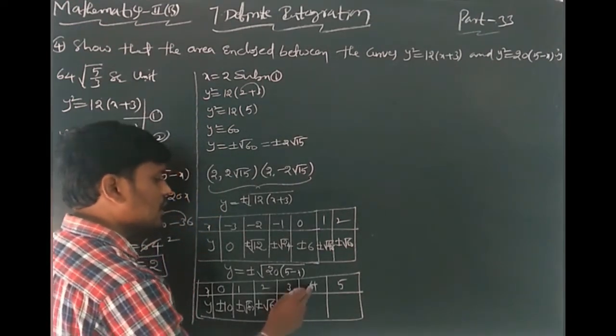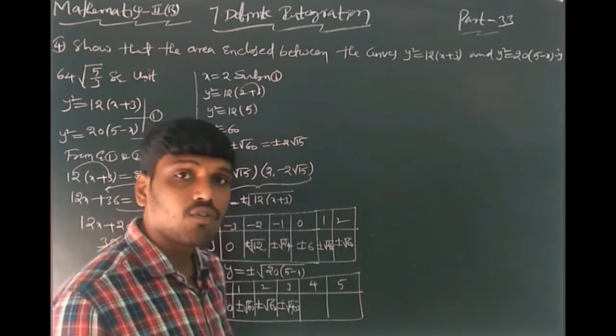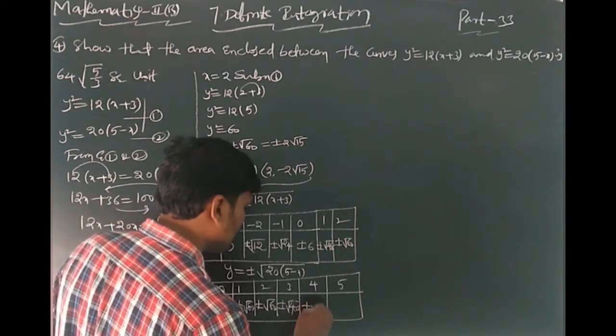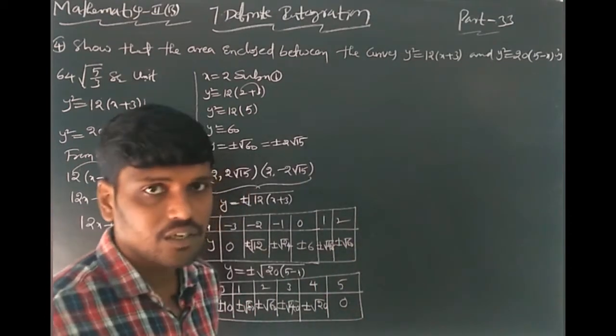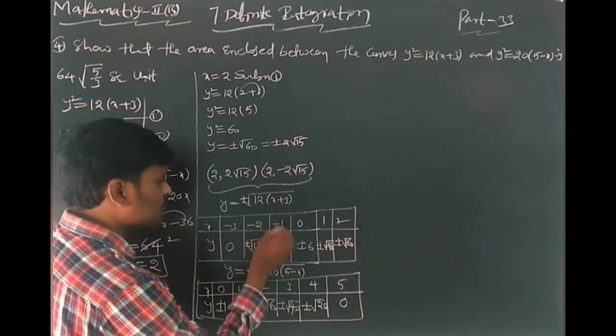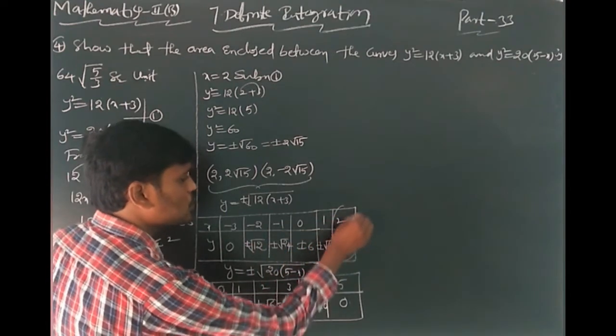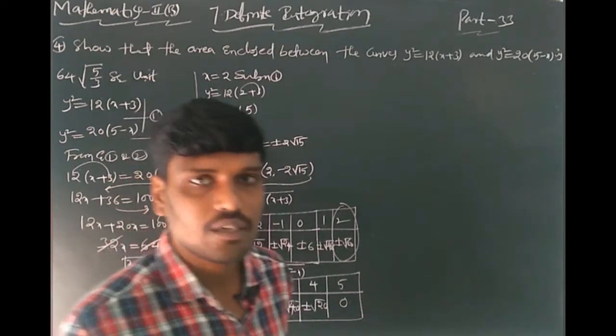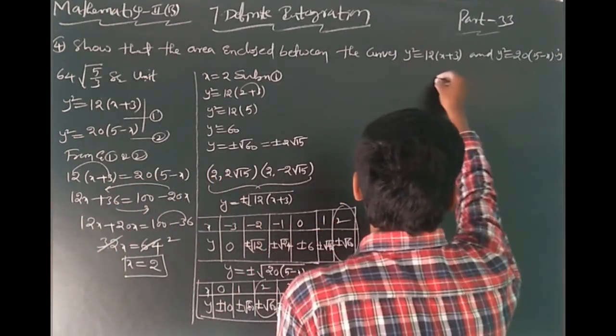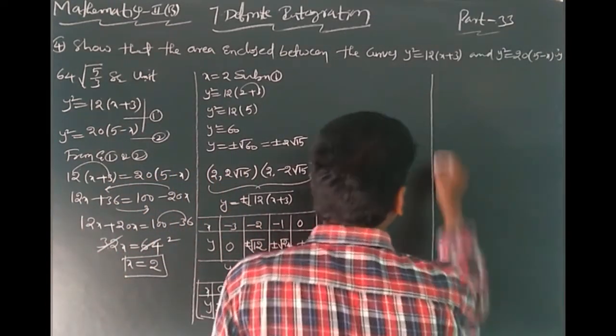After that, for 4, 5 minus 4 is 1, plus or minus square root of 20. For 5, 5 minus 5 is 0, and 0 into anything is 0. Here these two curves intersect at plus or minus square root of 60. That's why we have to take a coordinate axis.